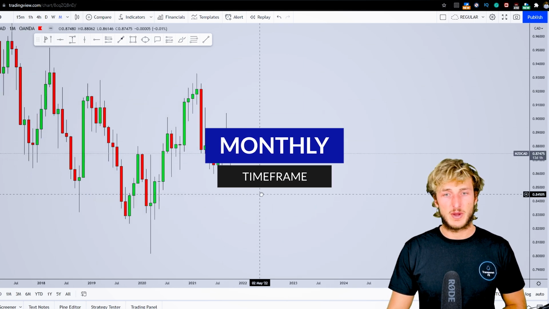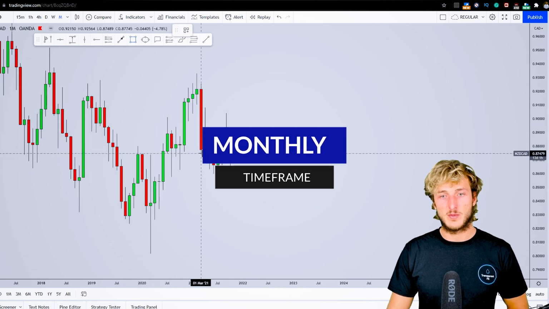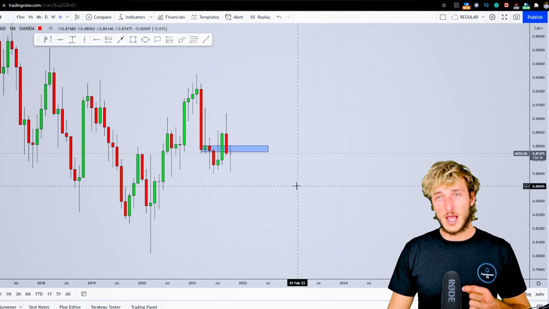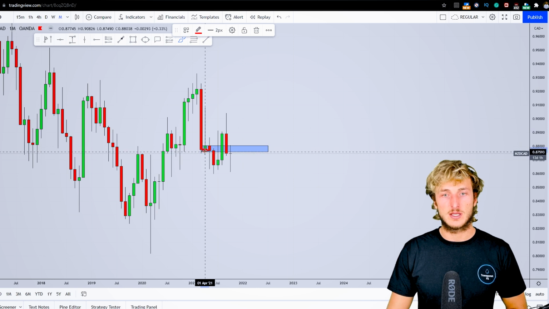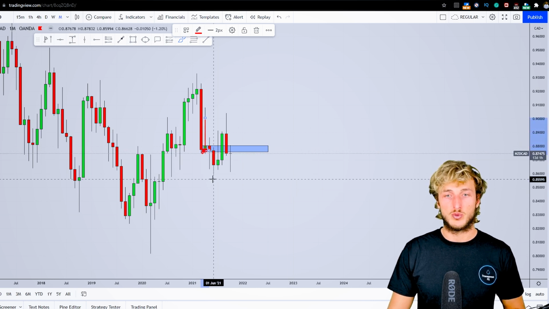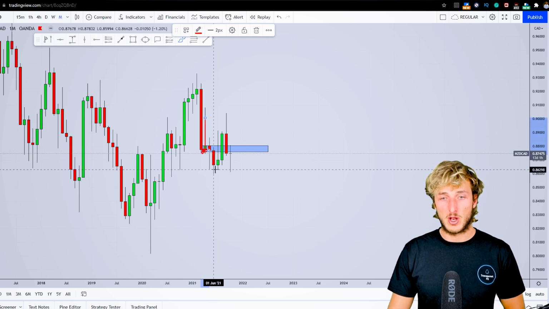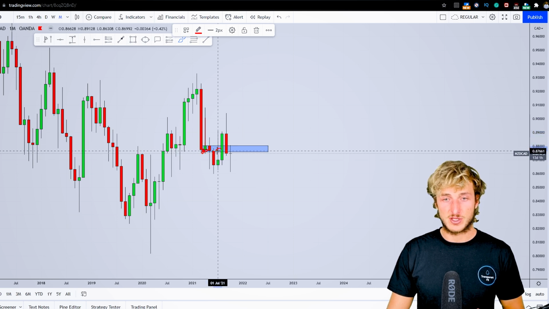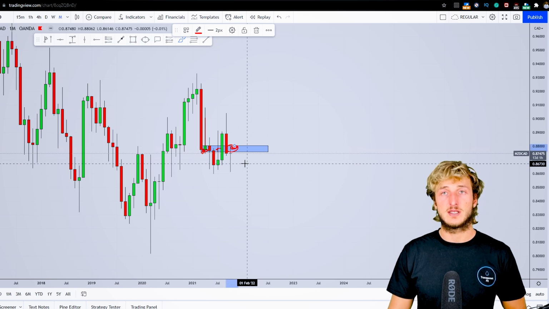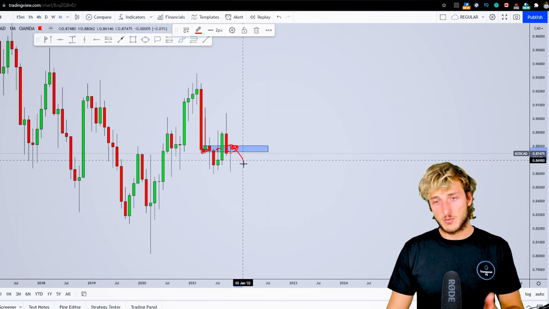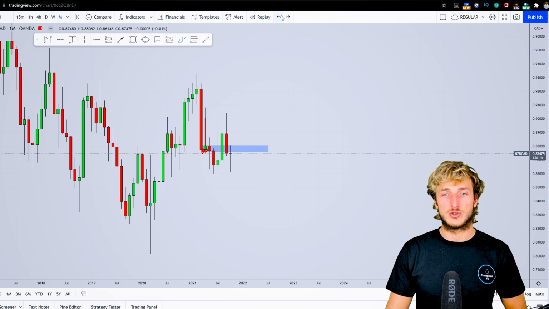Now, starting from the monthly, what we can see is that at the moment, the market has just broken below a quite strong structure level. In fact, this zone was acting as very strong previous monthly support here. The market then broke below it, respected it as a resistance here, broke above, broke back below, and at the moment the market is testing this area as resistance, and we can expect more continuation to the downside.